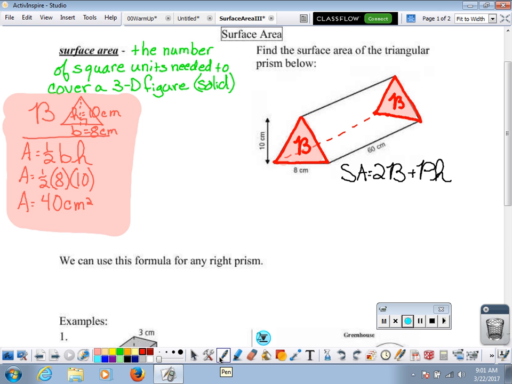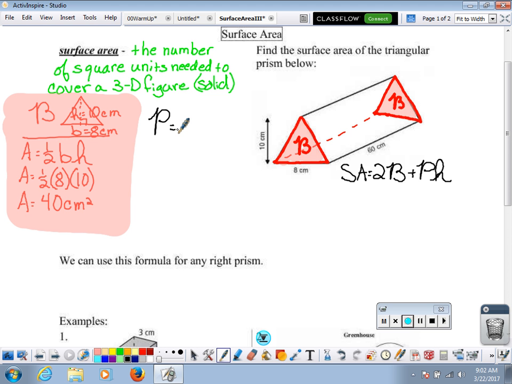Next thing we're going to need is the perimeter of that base. What is perimeter? How did we describe what perimeter is? The distance all the way around a figure. So how do I find that distance all the way around the figure? Add up all the sides. We add up all of the sides.